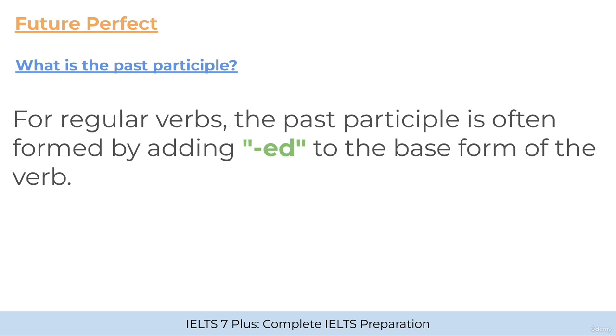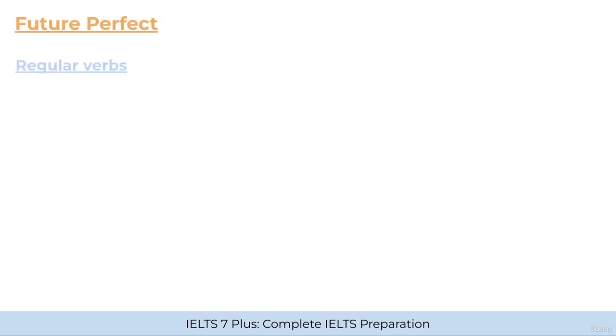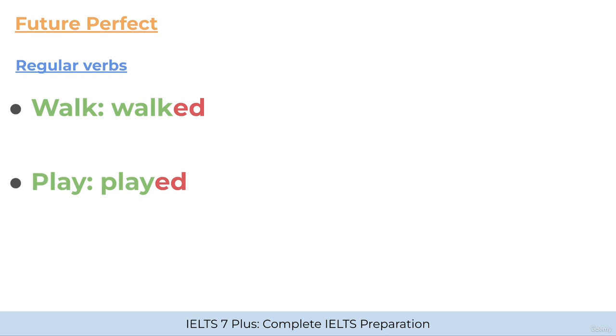So it looks like the simple past tense for regular verbs. We won't get them confused because they are different things. Past participle is not the simple past, but for the purpose of learning the future perfect, we can just remember, okay, well, it's formed as if it was the simple past. So regular verbs, walk becomes walked, and you can see that we've got that ed there. Play becomes played. Jump becomes jumped. So fairly straightforward with the regular verbs.